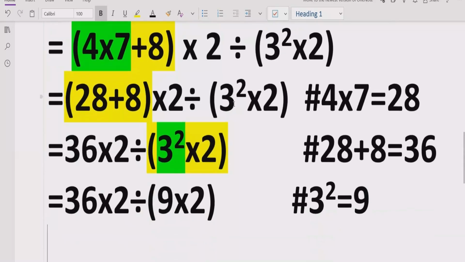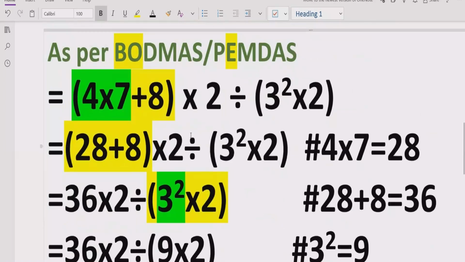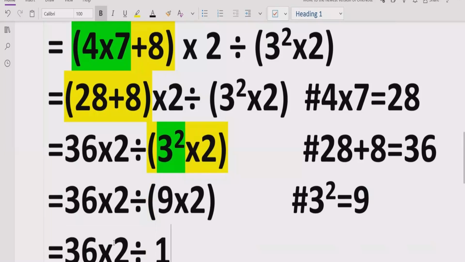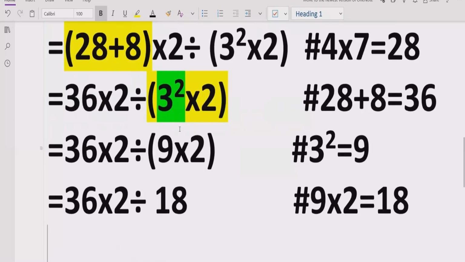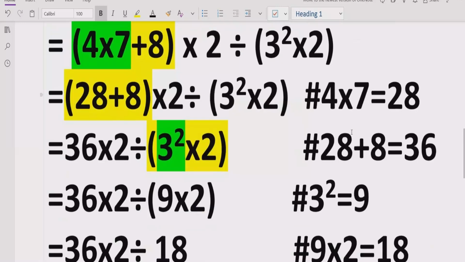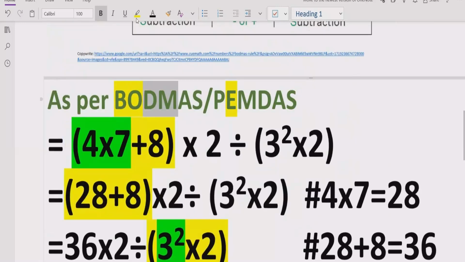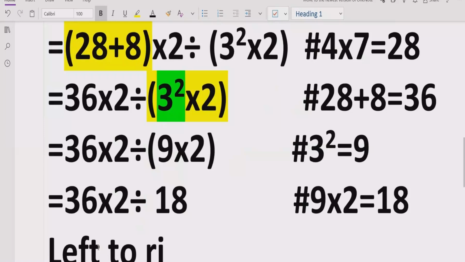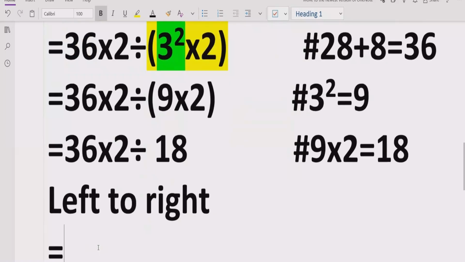Now we have solved the exponent part. Now we have to solve the multiplication in this bracket. So we have to write this part as it is and write 9 multiplied by 2, which is equal to 18. And here we have to give the reference: 9 multiplied by 2 equals 18. Now we have solved step number 1 and 2 in this expression. So now we have to solve the division and multiplication because we do not have any bracket. So now we have to go left to right in this expression and find out which is coming first.